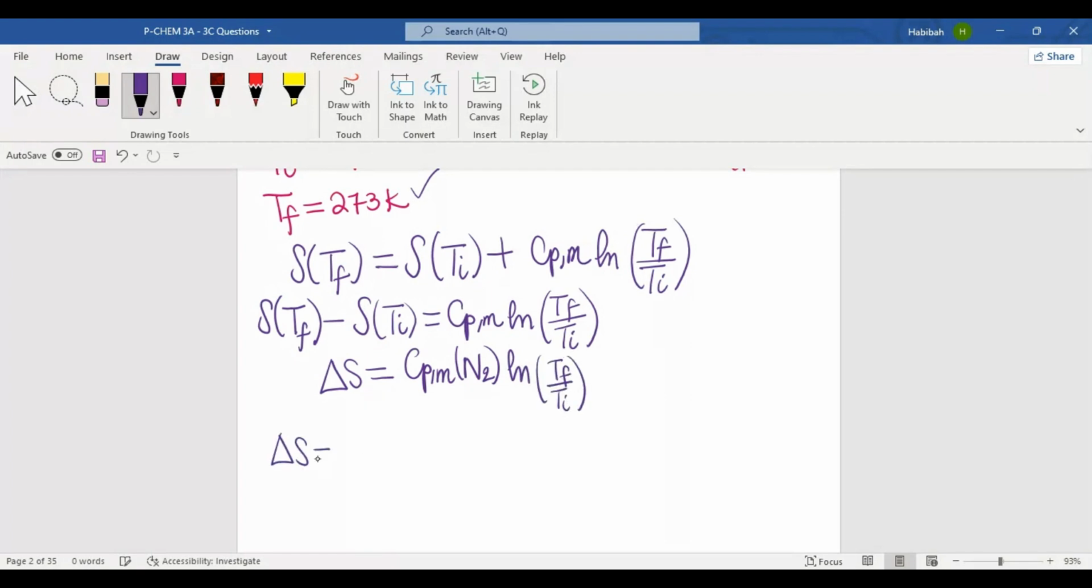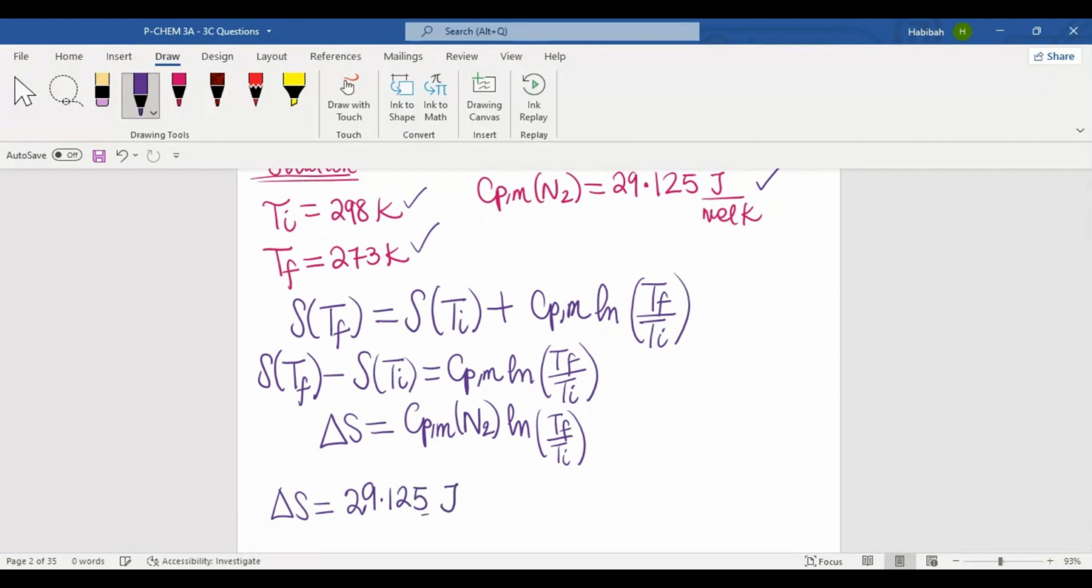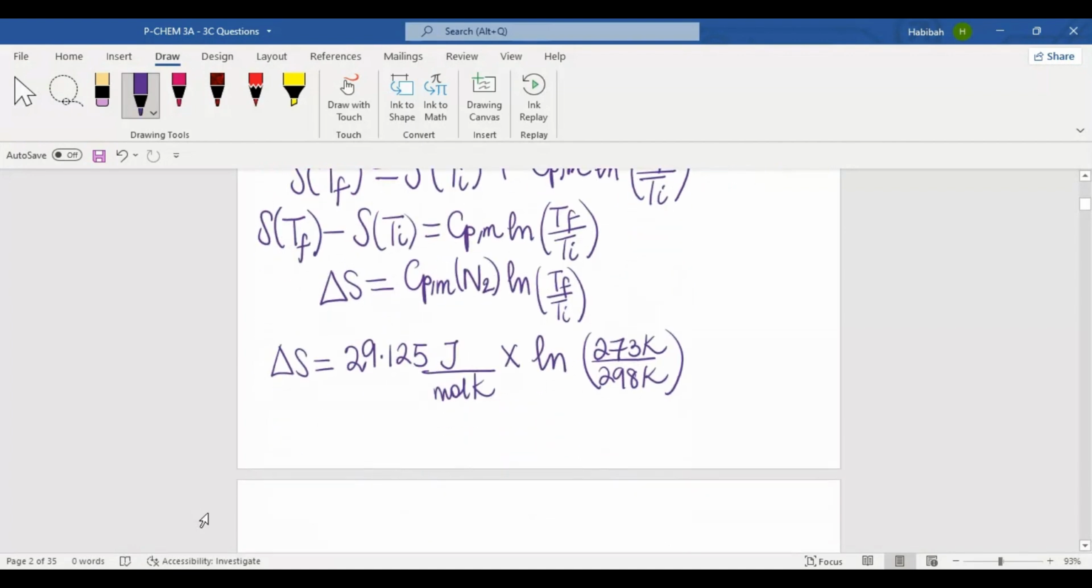So the change in S is equal to Cp,m of N2 gas, that would be 29.125 joule per mole Kelvin, times ln T final divided by T initial. So that will be 273 kelvins divided by 298 kelvins. So that's how it's done. Having this, we have change in S equal to 29.125 joule per mole Kelvin times, we see now that we have this information here, 273 Kelvin divided by 298 kelvins. We can cancel out the kelvins and we can do 273 divided by 298. So that will be times ln.